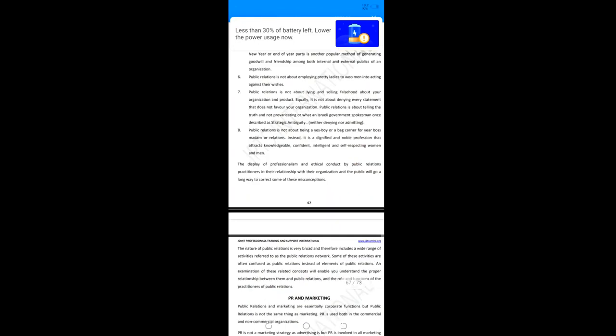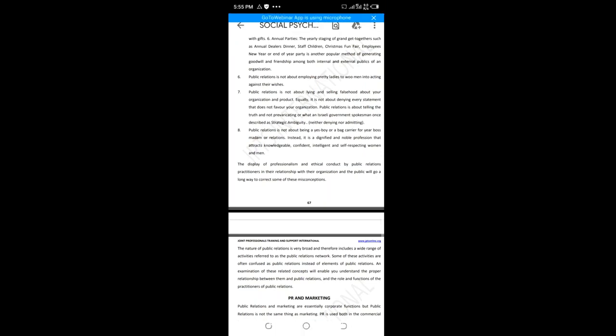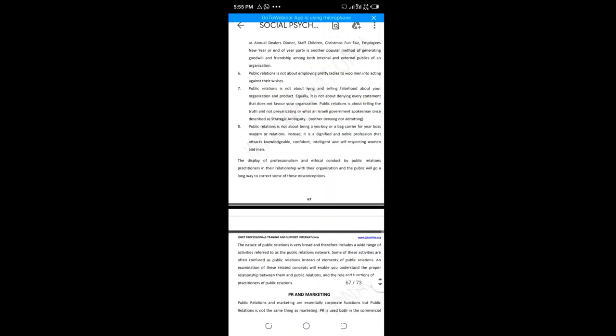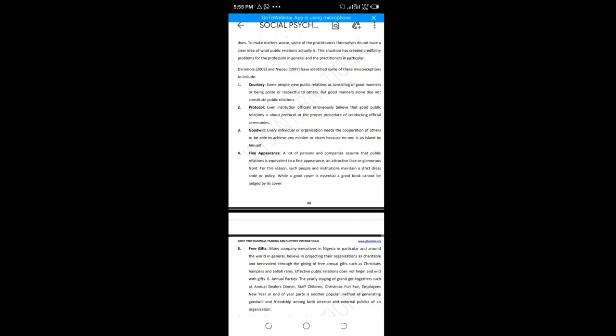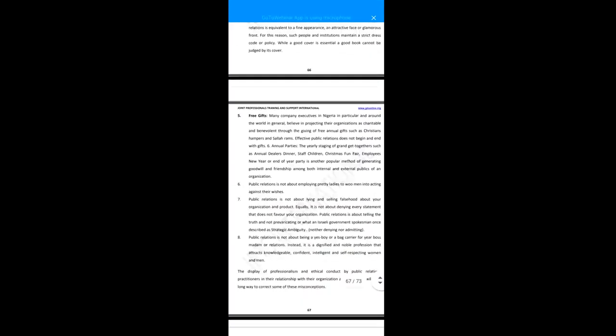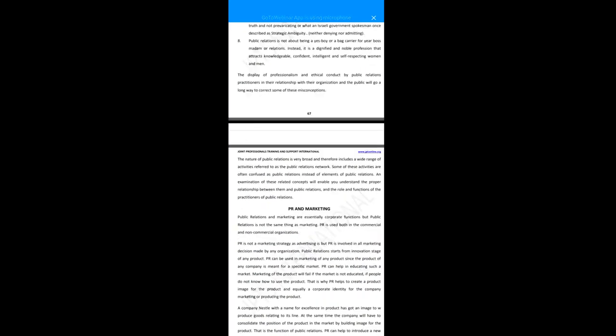So the display of professionalism and ethical conduct by public relation practitioners in their relationship with their organization and the public will go a long way to correct some of these misconceptions. Although a public relation officer has to dress in a fine appearance, he also has to have a protocol for giving out any information about his company. He can't just dish out information without a proper protocol. So all these are the misconceptions of public relation.